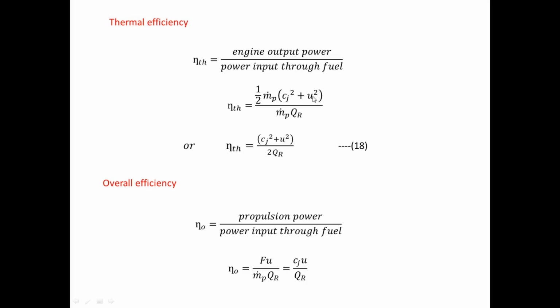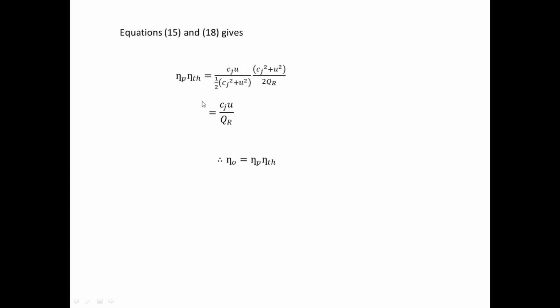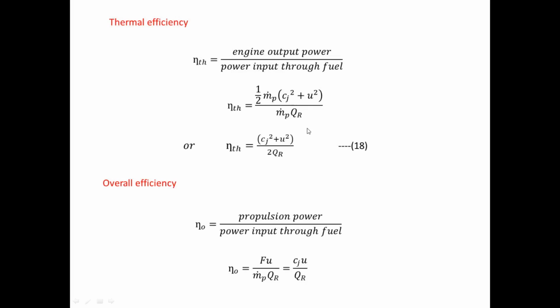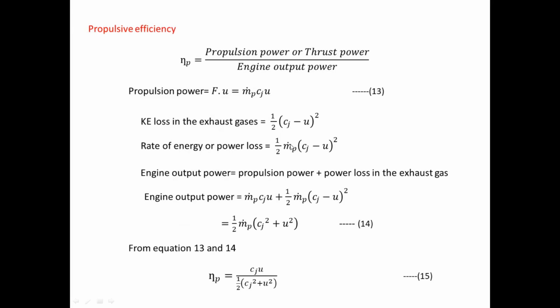So it is (Cj square plus U square) by 2 QR, and overall efficiency is the product of the thermal efficiency as well as the propulsive efficiency. So the thrust power produced divided by the input, how much power is given as input. So the overall efficiency will be equal to eta P into eta Th. So these are the fundamental terms associated with rocket propulsion. So just remember all these expressions because they are important for solving problems.